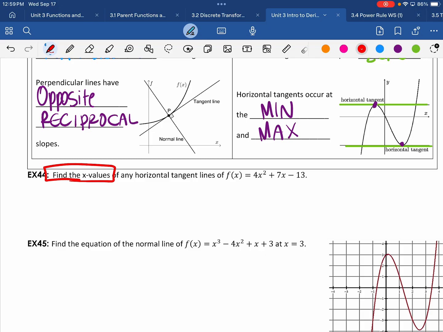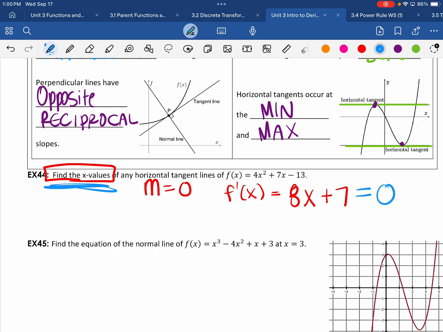What is special about horizontal tangent lines? Slope is 0. And what tells me slope? The derivative. So what is the derivative of this one? 8x plus 7. And what am I going to do with my derivative? Not plug it in, because we're finding x. So we're not plugging anything in for x, we're trying to figure out what x is. Negative 7 over 8. Yes.